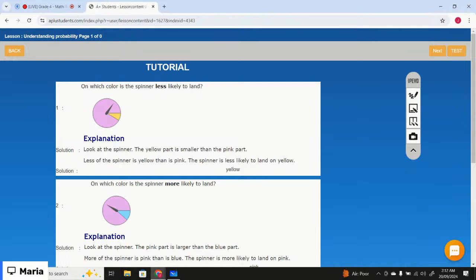Whatever it is, purple or pink, the one that has the smaller portion is the less likely to land on. So the correct option is yellow. Got it? The one that has more portion is more likely to land, and the one that has less portion is less likely to land. Got it? Okay, let's just start with the test questions.